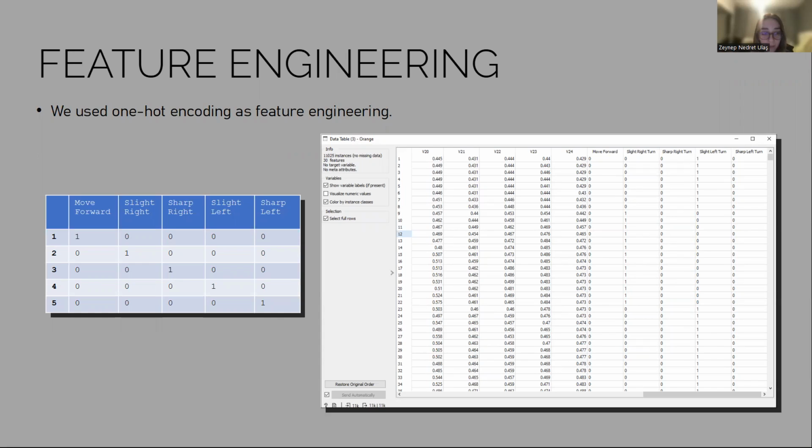As you can see, we have 5 classes now after the sharp left class addition. They are encoded in binary, so they all have unique encodings. This is just a feature engineering suggestion that we came up with, and that's all. Thank you.